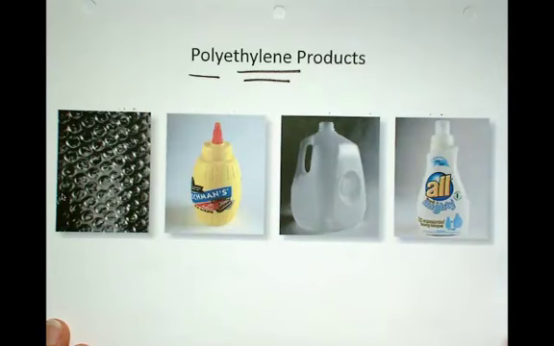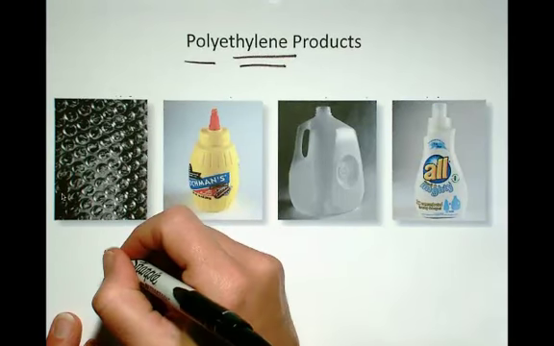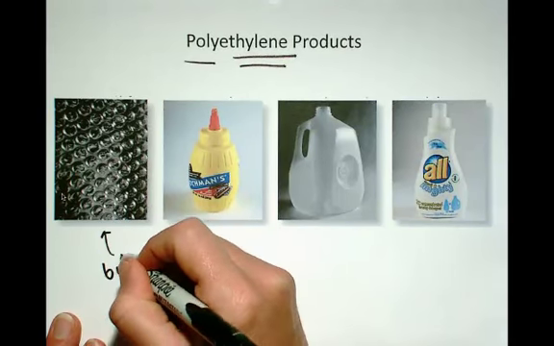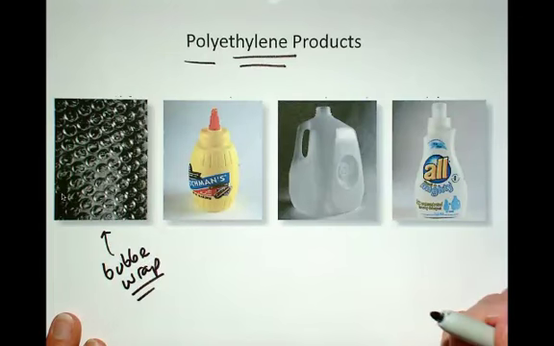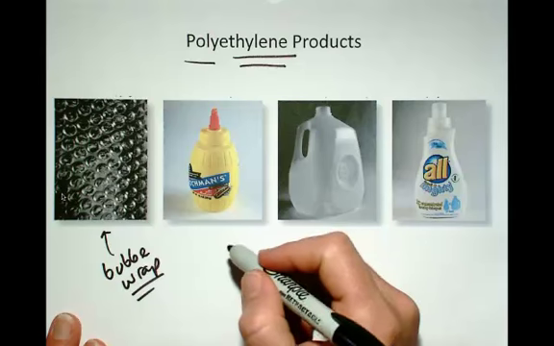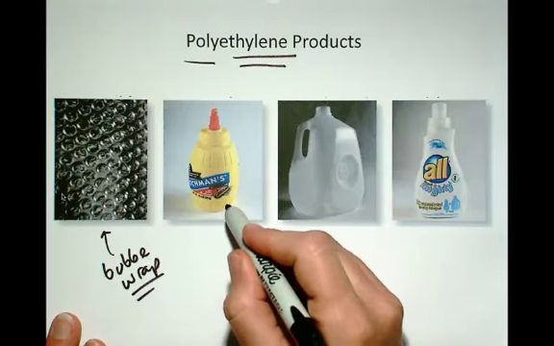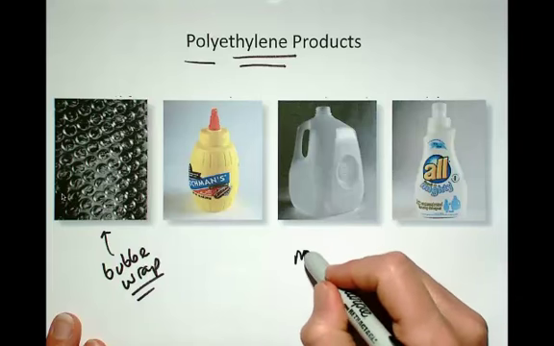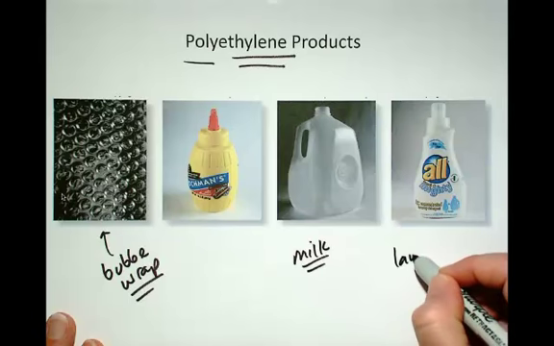with single bonds. But anyway, some common products that are made from polyethylene are bubble wrap, and also like just plastic wrap that you would wrap leftovers in. This is obviously a mustard container, a milk jug. Milk jugs are made of polyethylene, and this is a laundry detergent.